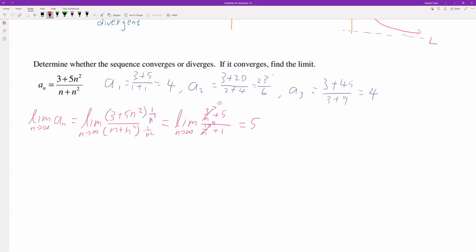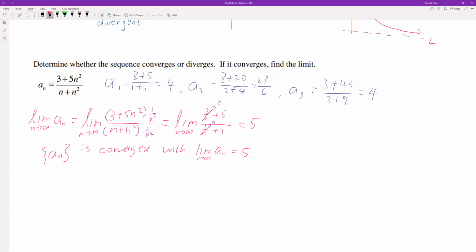Right? Now, since when we take the limit as n approaches infinity it approaches a constant, then we can say that, yes, it's convergent, right? So to sum it up, we can say that the sequence a_n is convergent with the limit of the sequence equal to 5. Okay.